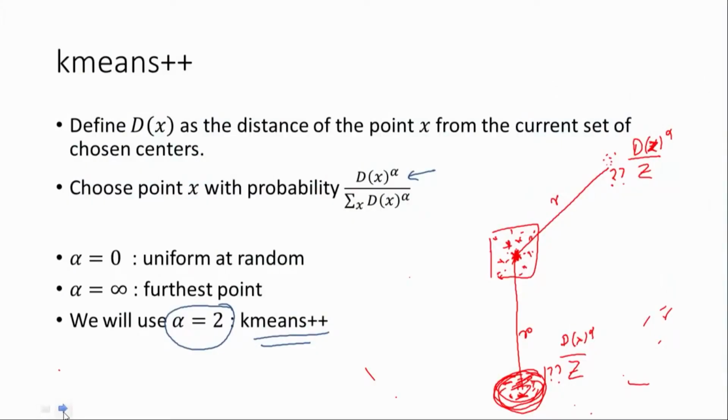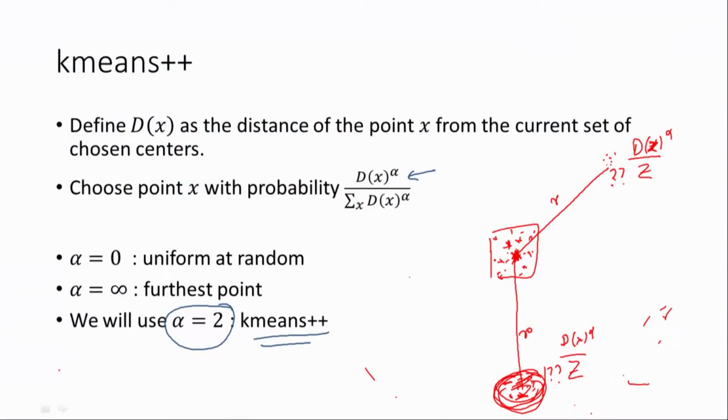Okay, so this is really the intuition. I really want to get away from the current set of centers, but if there are one or two outliers, I don't want to choose them, if possible. Unless, let's say, there are very small outliers that are very far apart from the center.